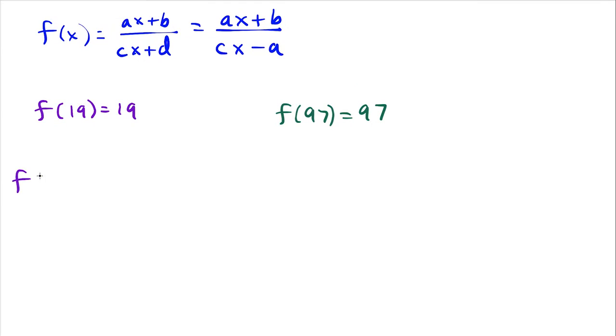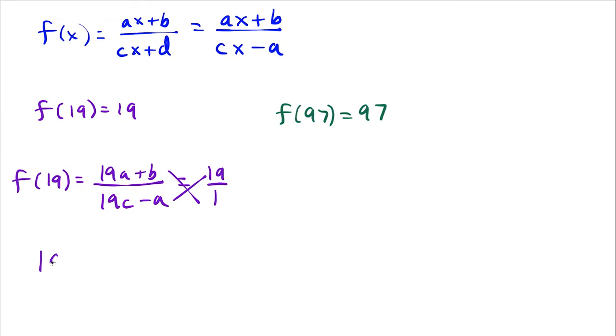So now let's plug this into the function. We have f of 19 is equal to 19a plus b over 19c minus a. I'm going to use this second form of the function after we made our substitution. And we were told f of 19 equals 19, so we could set this equal to 19 over 1, and now we could cross multiply. And this is going to make 19 times 19, which is 19 squared, times c minus 19a. And when we multiply by 1, that's going to give us 19a plus b.